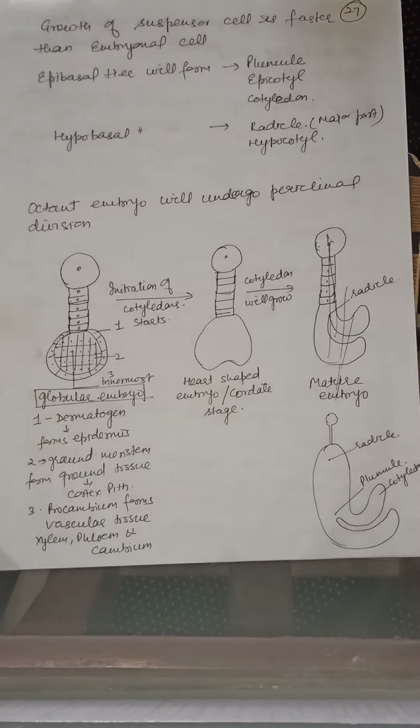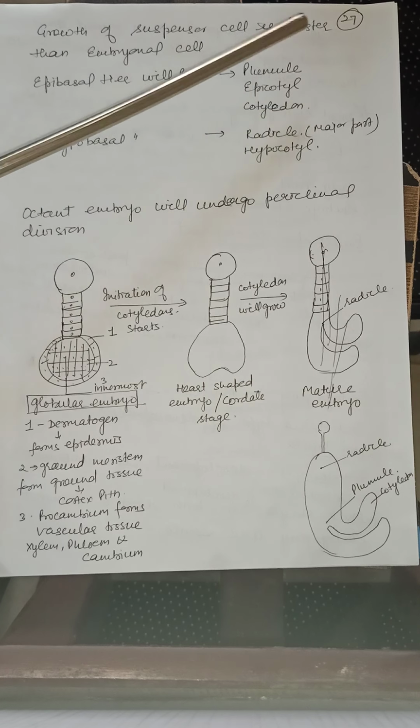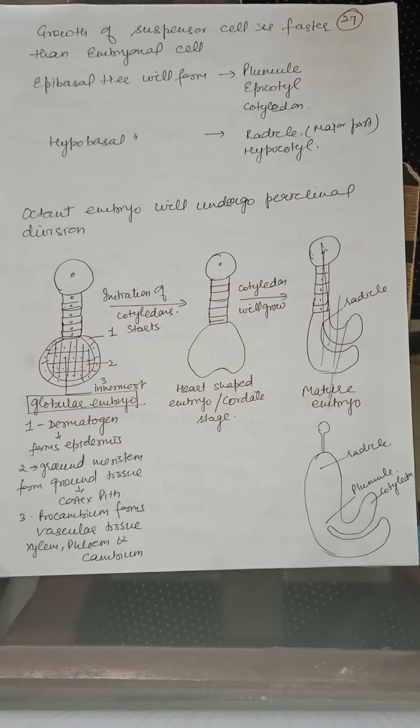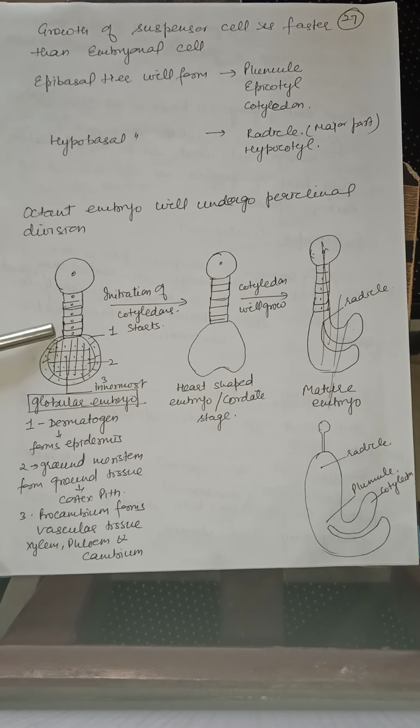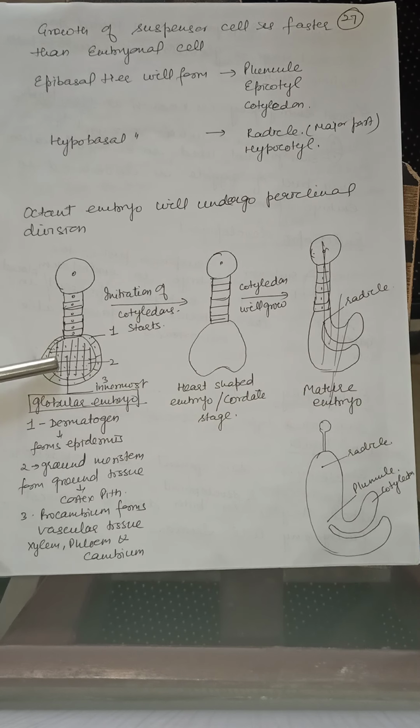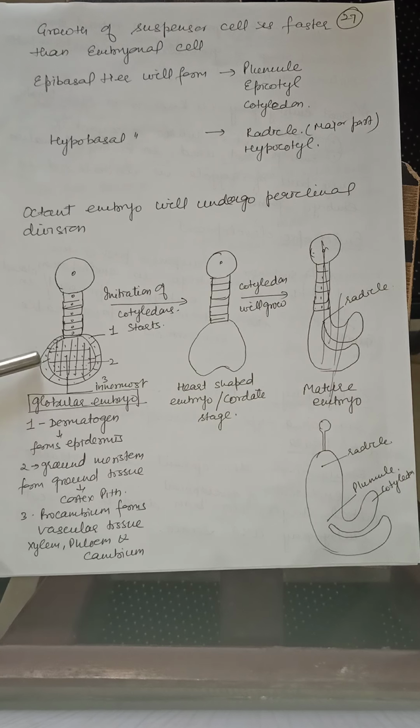Now, growth of the suspensor cell is faster than the embryonal cell. What is the function of this suspensor? This suspensor pushes the embryo inside the endosperm so that the embryo derives nutrition from the endosperm. So the function of the suspensor is to push the embryo inside the endosperm to take nutrition. Therefore, growth of the suspensor is faster.